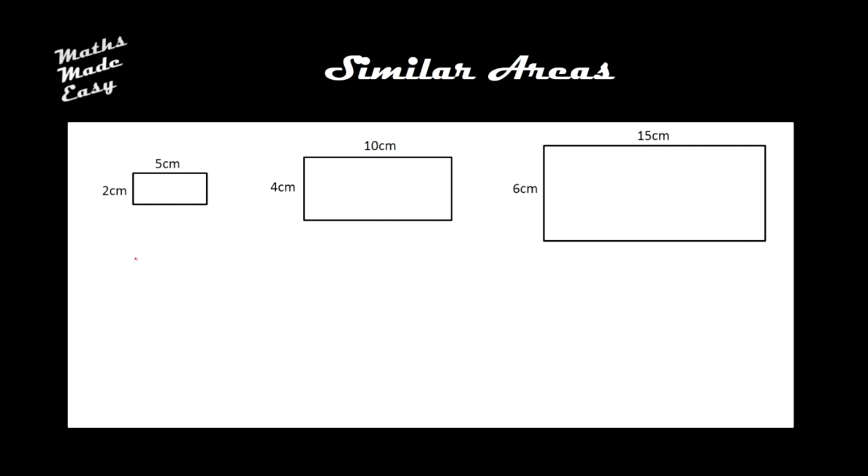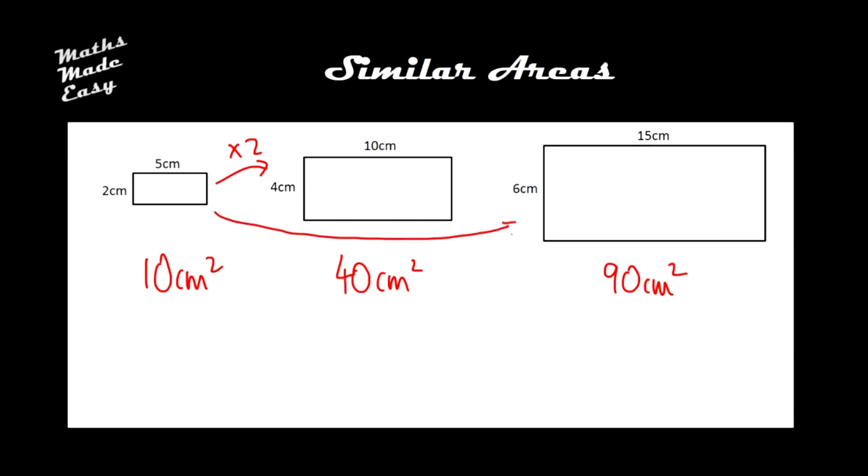So the area of the first one here is 5 times 2, which is 10 centimeters squared, and the area of the second one here is 4 times 10, which is 40 centimeters squared, and the last one is 6 times 15, which is 90 centimeters squared. So to get from this first one to this second one here, in terms of lengths, I'm timesing by 2, and to get from the first one to the third one in terms of lengths, I'm timesing by 3.